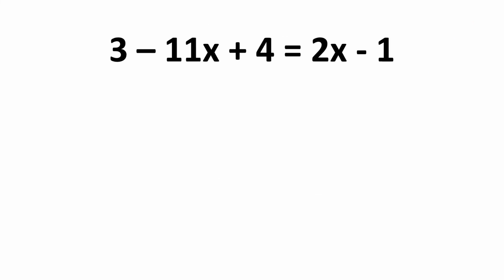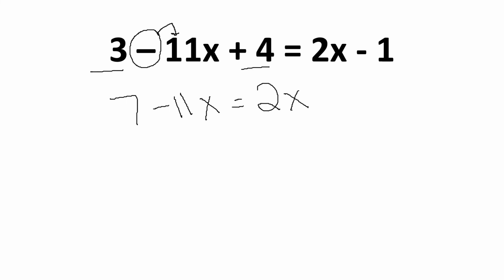All right, let's look at another one. These are just going to get longer and longer. And what I'm going to do is simplify this 3 plus 4. Keep this negative with my 11. 3 plus 4 is 7. And then I'm going to just rewrite the problem. I'm not touching anything but the 3 and 4.